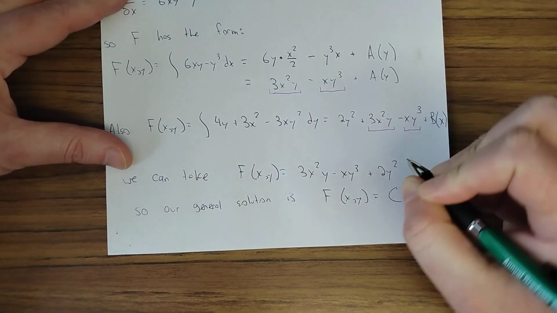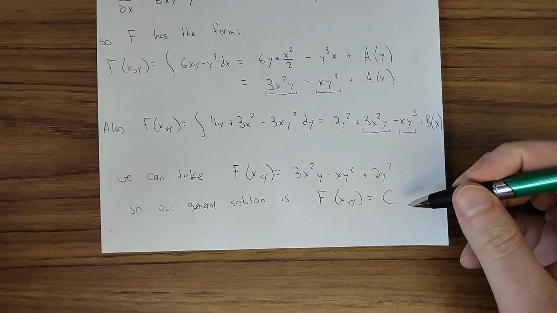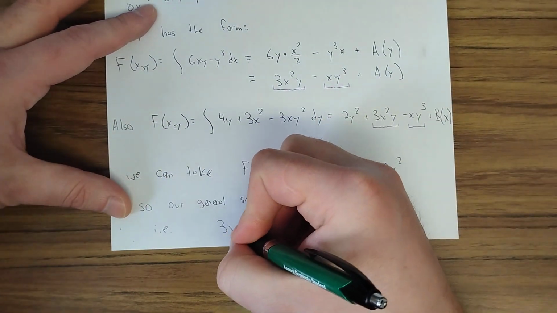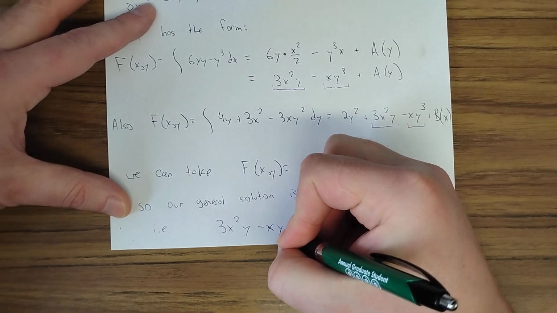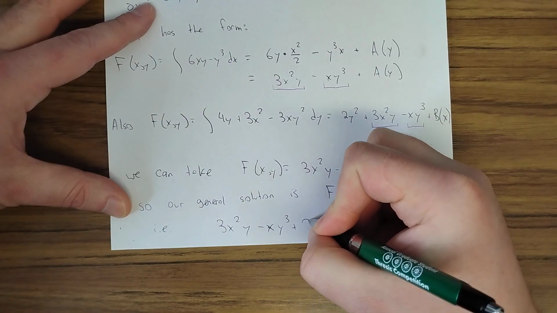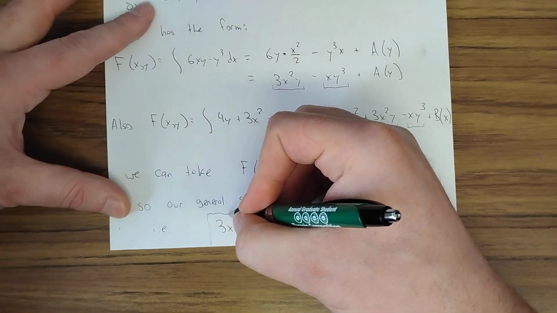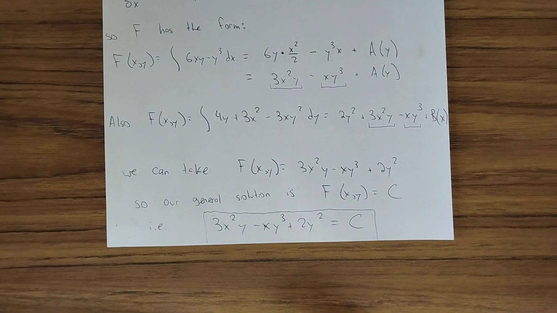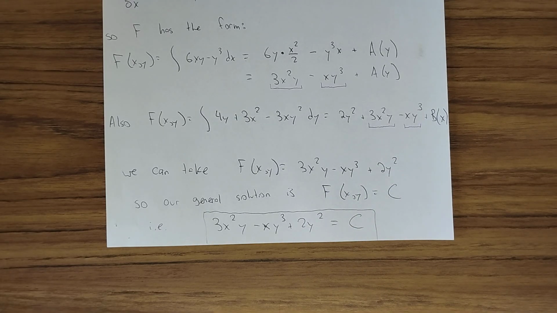And at the end, the solution to this differential equation are the level curves of this function. And that level curve just means you set it equal to a constant. So 3x squared y, and so on, equals c. And as usual, this is a general solution, and it has some constant c in it. We weren't given an initial condition, and if we were, we could find c, but we'll just leave it at that.